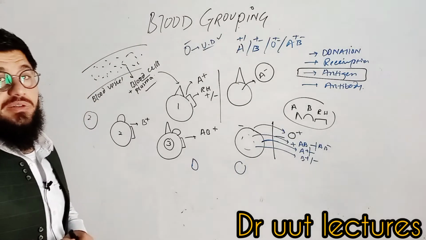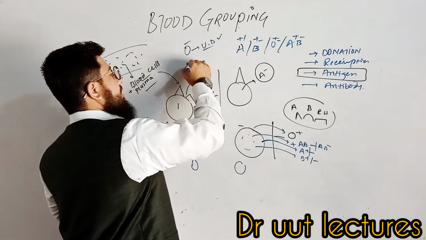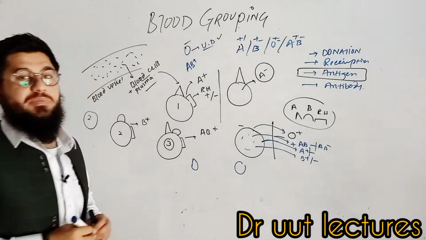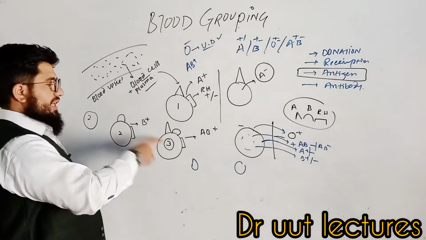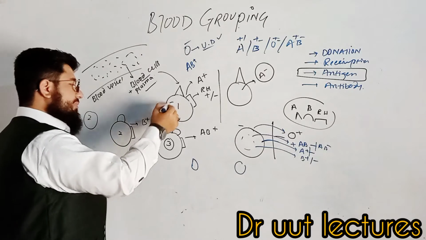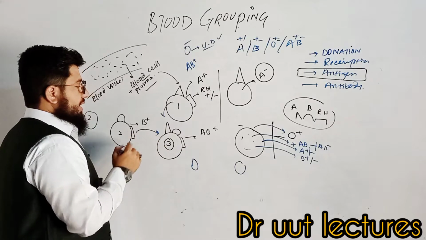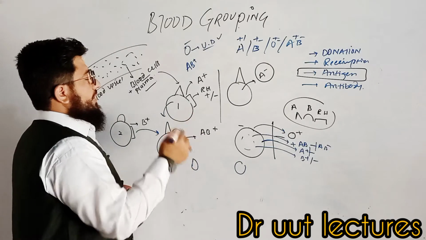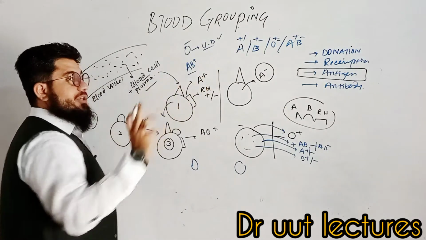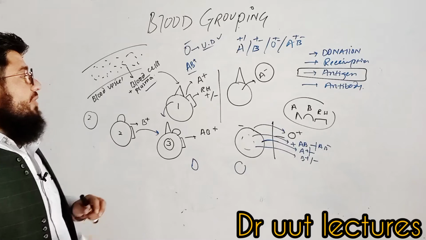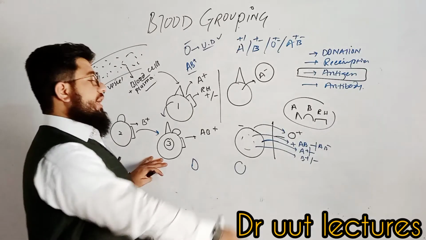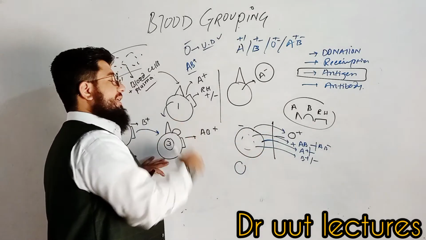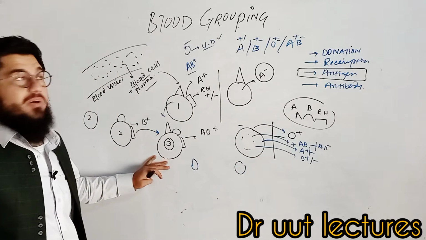And who is the universal recipient? AB positive is the universal recipient. Here's our AB positive. Now A can be given, B can be given, and whether it is B positive or negative can also be given. So remember, AB negative is not the universal recipient. Why? Because if you give O positive blood to AB negative, you are actually interacting positive and negative.